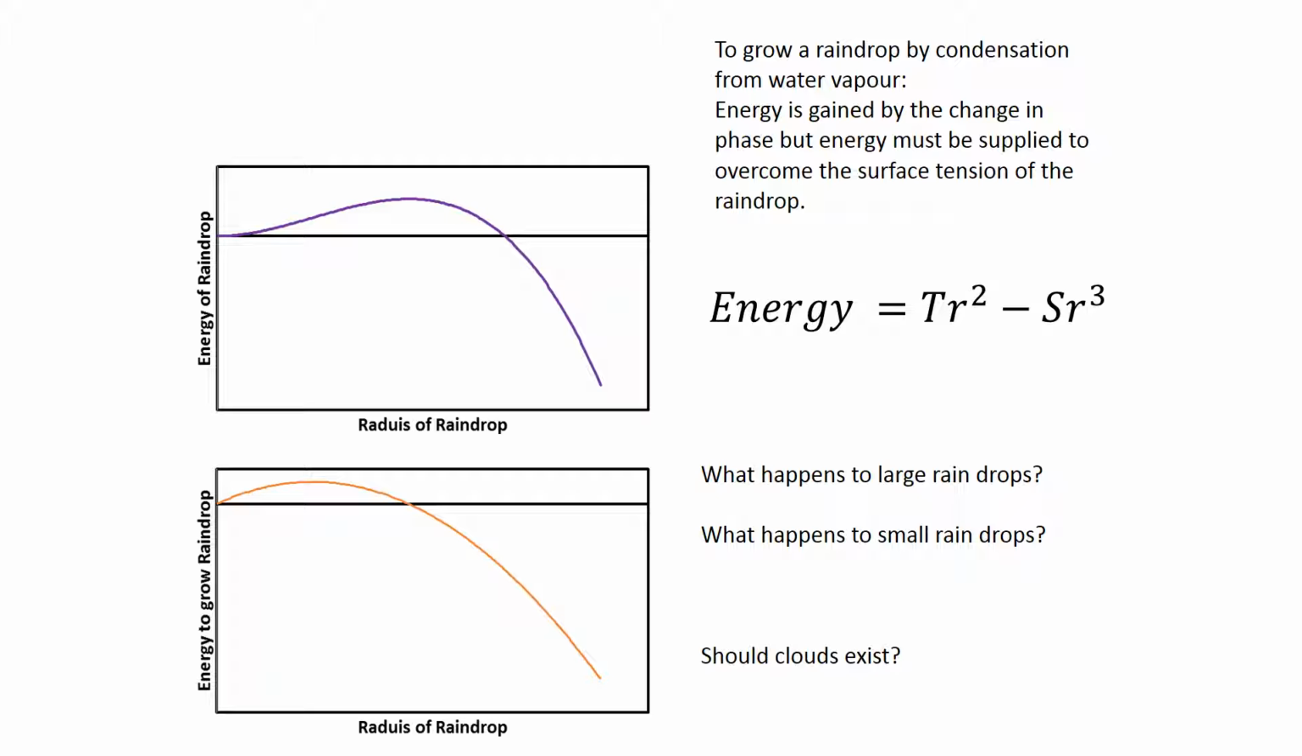So if you've got no clouds to start off with, you can't grow the first very small drops. So this model of how the system works predicts that clouds shouldn't exist, because you need extra energy to start these very small drops existing to overcome this initial surface energy. And this is also explaining this graph down here, which I forgot to mention.